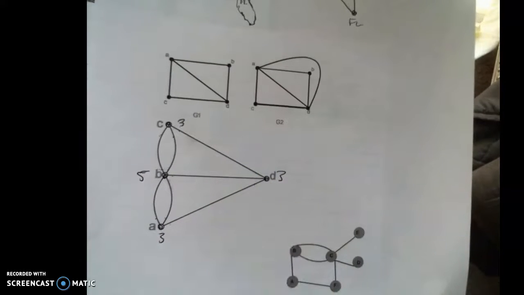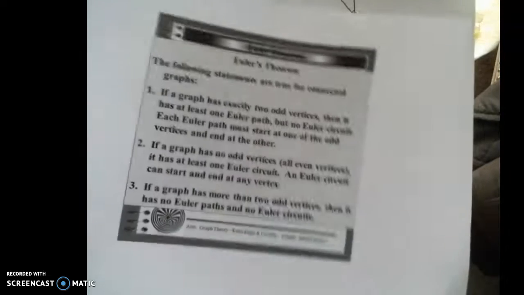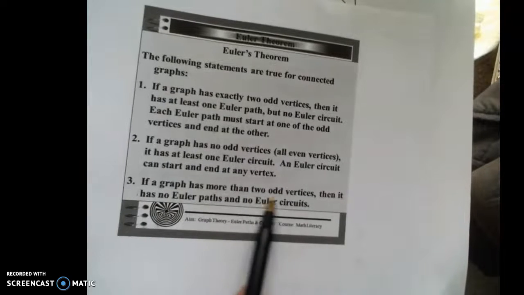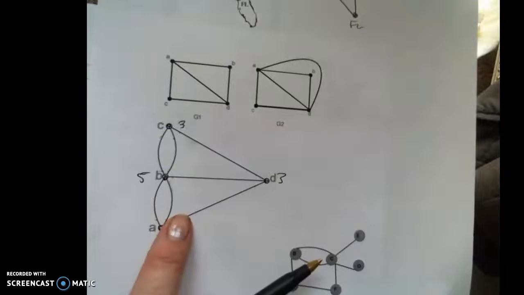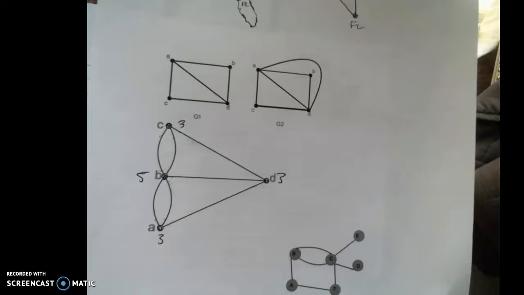Okay, and then you look at Euler's theorem. I have a bunch of odds. So if a graph has more than 2 odd vertices, there's no path or no circuit. So there's no reason to even do anything, right? So that's why you always want to start with the degree, because if it doesn't exist, why are you wasting your time? Okay, so Euler's theorem is going to be your best friend. All right, let's talk about the other guy.